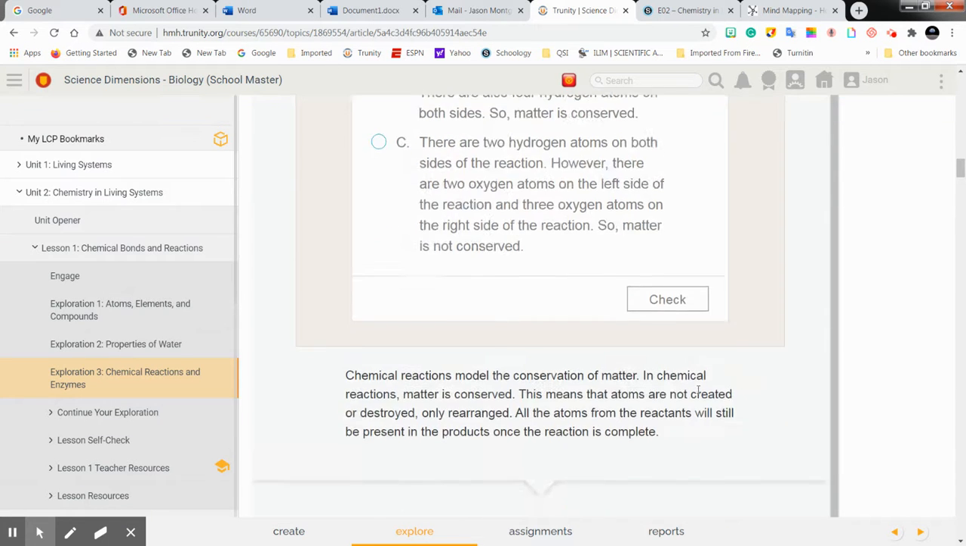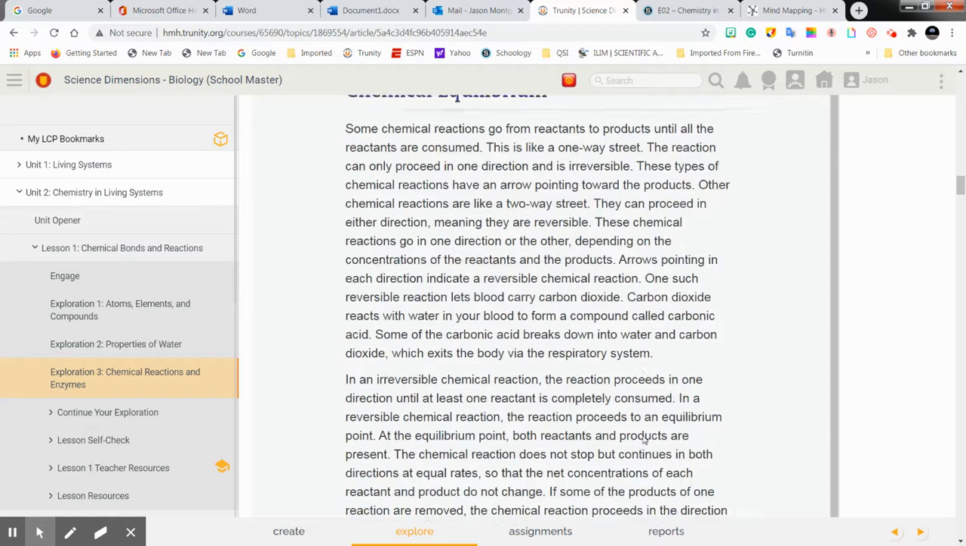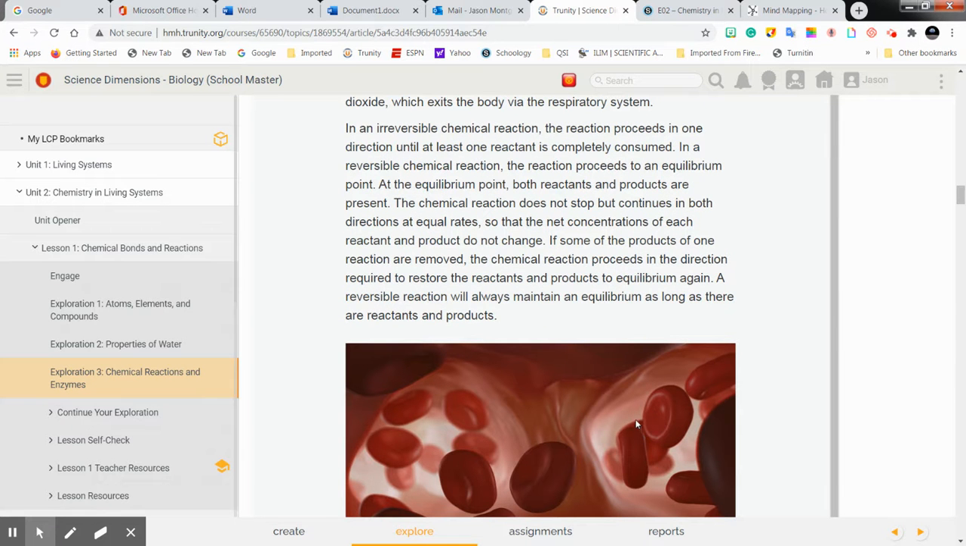Okay, so moving right along. Some chemical reactions are irreversible, naturally speaking, like frying an egg. You can't unfry an egg in normal situations, so that's a good example of that.